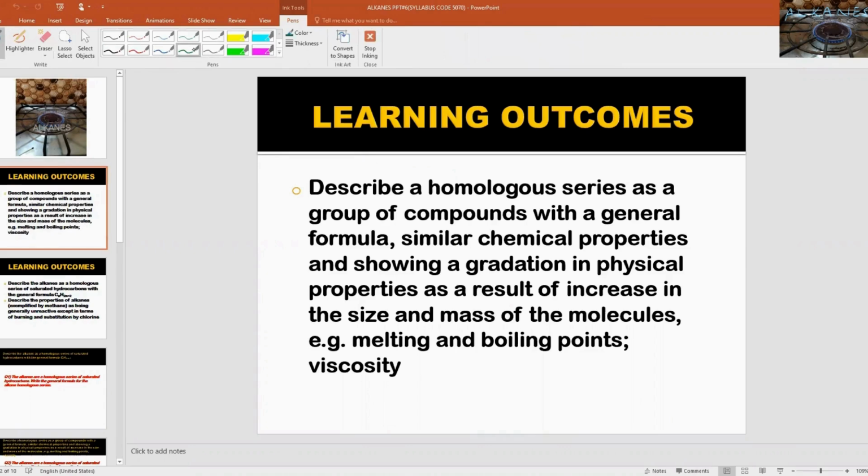The learning outcomes for this lesson would be: describe a homologous series as a group of compounds with a general formula, similar chemical properties, and showing a gradation in physical properties as a result of increase in the size and mass of the molecules. For example, melting points, boiling points, viscosity.